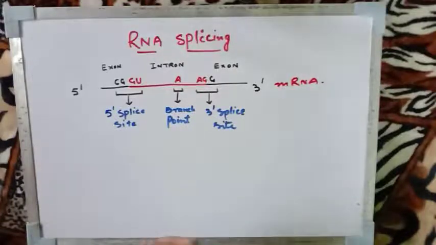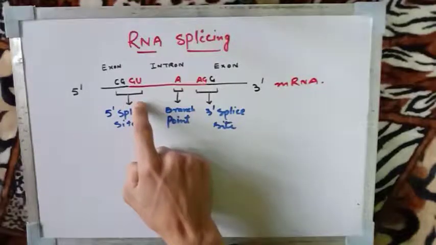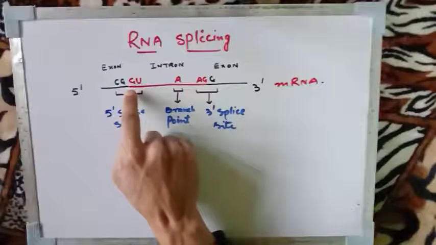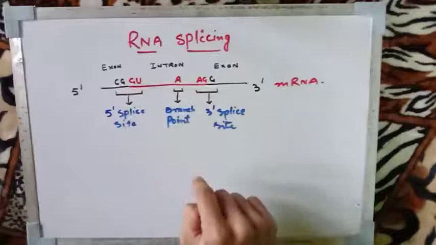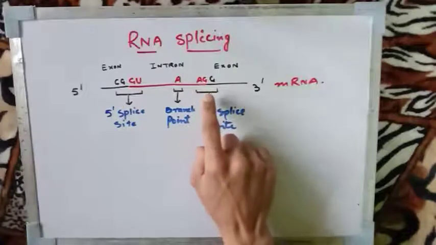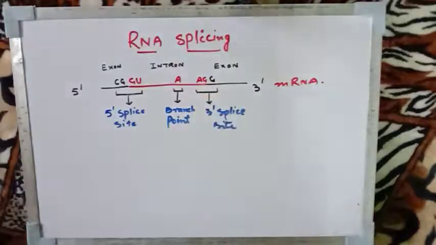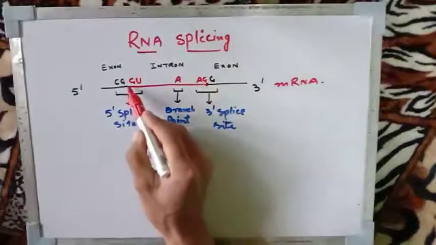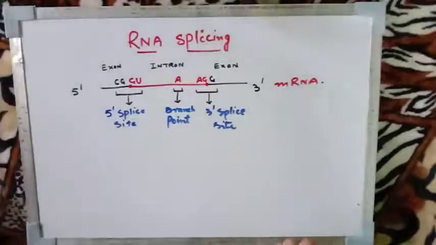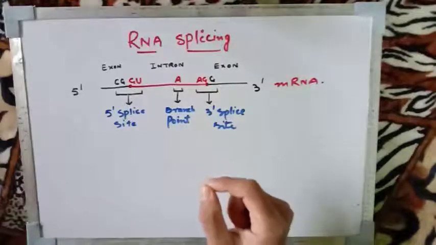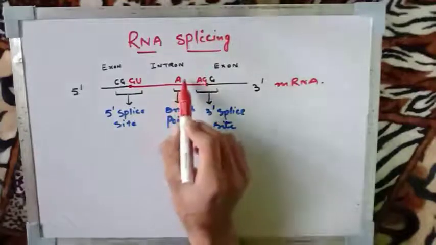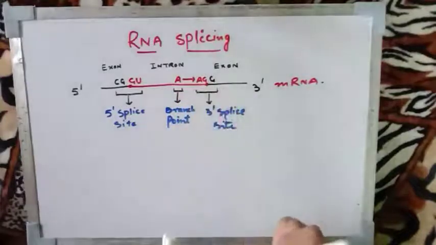The boundary at the 5 prime end of the intron is marked by the 5 splice site. This is the boundary of the intron. This is called a 5 splice site. Okay. The boundary at the 3 prime end of the intron is marked by the 3 splice site. And this is the 5 splice site. Branch point is found within the intron, usually close to its 3 end. This branch point is more close to the 3 end.